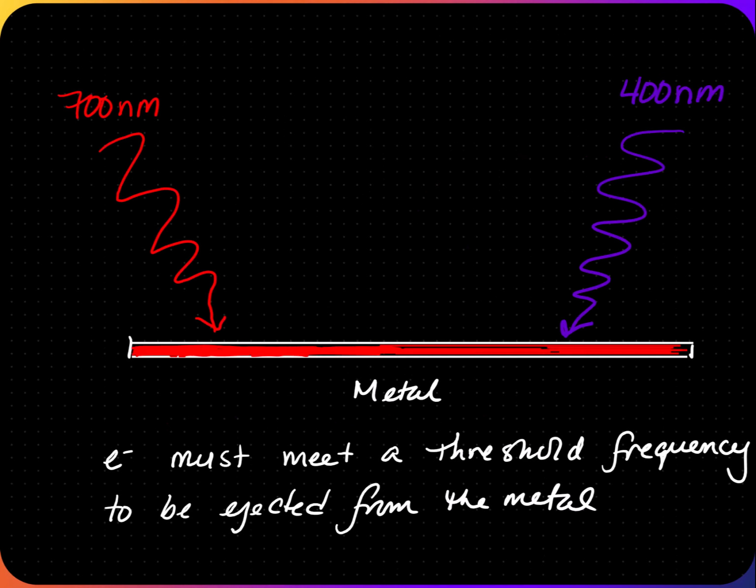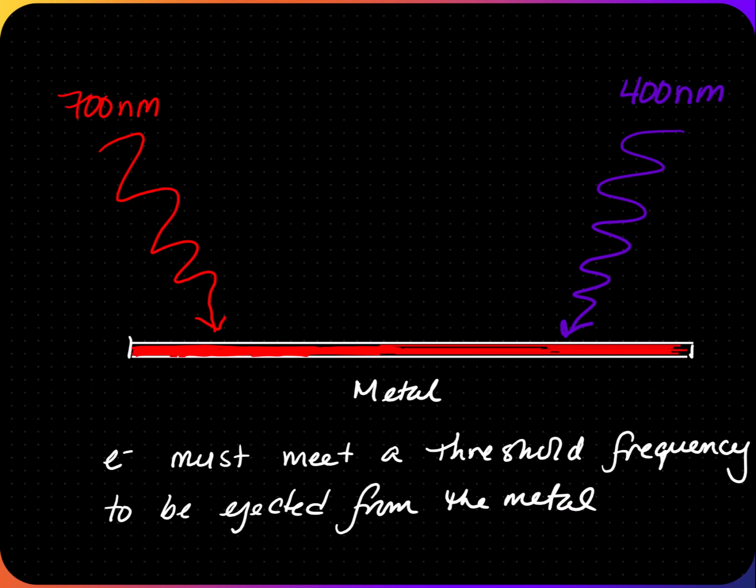So what Einstein did was get a piece of metal and he placed a red light above it and he also placed a violet light above it. No matter how bright that red light was and no matter how long that red light stayed on, no electrons were ejected. For the violet light, no matter how dim the light was, no matter how short the light was on, it ejected electrons.